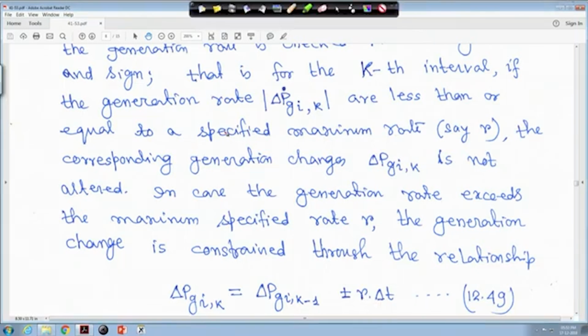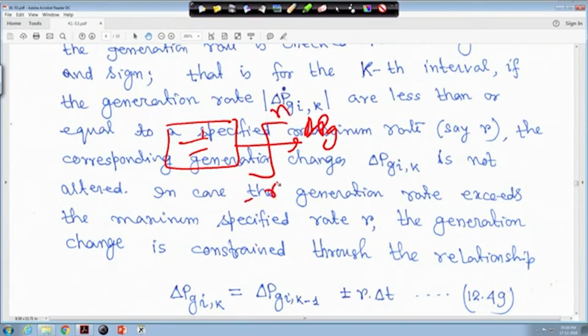Suppose this is your turbine generator block diagram, and this is my delta Pg. You have the rate limit, this side is r and this side is minus r, so increase or decrease is the same. Generally for a thermal unit it is the same; for a hydro unit it is different. Every sampling or integration instant you have to evaluate it.